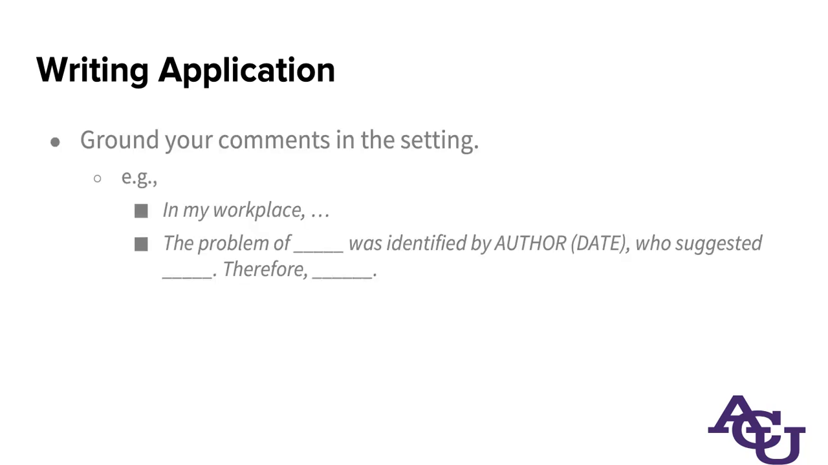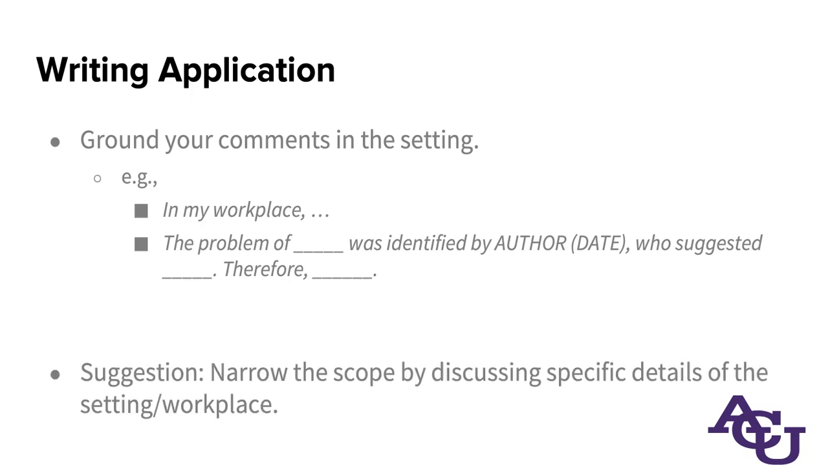So here you want to be grounding your comments in the setting. You want to not only identify your workplace clearly, but make sure that you are contextualizing your remarks in the discussion of the workplace with lines like, in my workplace, and so on. Or, the problem identified by this author in the literature, or they suggested that you do this, and therefore, in my workplace, because this is here, we should do that. So you want to connect it and make sure that it's not just you saying, well, here's what I want to do, but grounding that by aligning it with things from the literature.